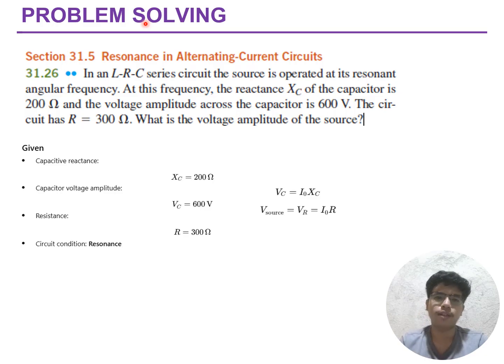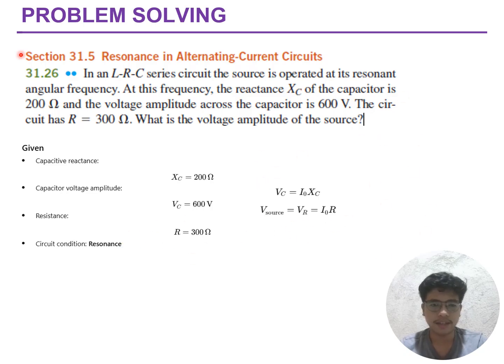Next, at resonance in an LRC series circuit, the inductive reactance equals the capacitive reactance, so their effects cancel. At resonance, X subscript L is equal to X subscript C. The net reactance is equal to 0. The circuit behaves like a pure resistor. The source voltage equals the resistor voltage. So we will use this formula.